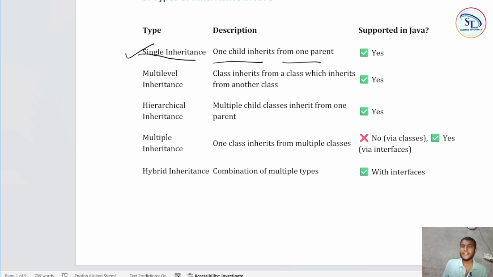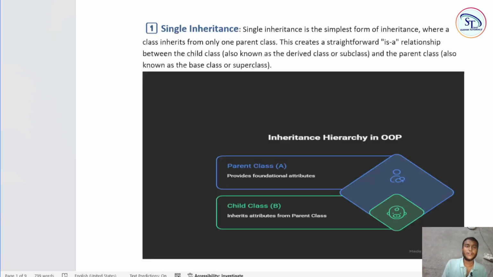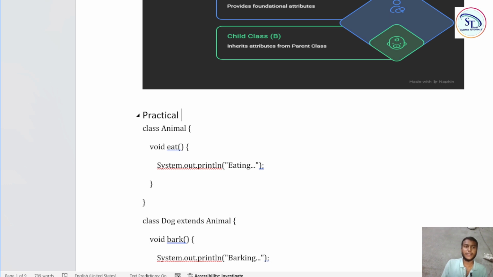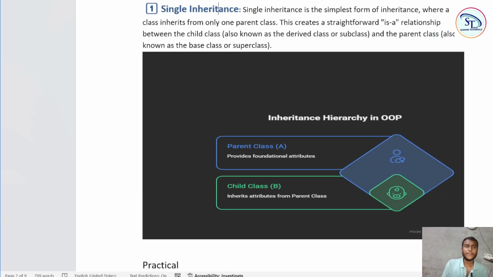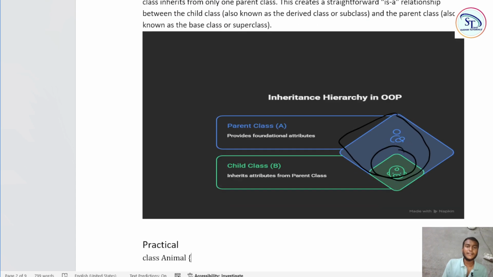For example, if there is a class A and class B, then class B will inherit from class A. This is single inheritance. We will be discussing it with the help of code also, so no need to worry. If you are confused or not getting it, just give me a minute, I will make it clear. This is an example of single inheritance: this is a parent class and this child class inherits all the methods of the parent class. Let's discuss this using code.